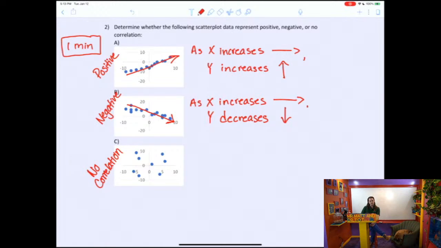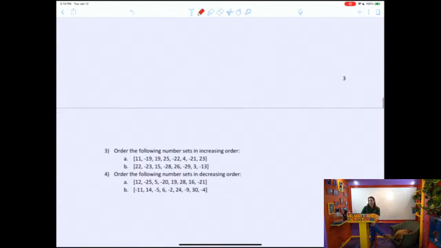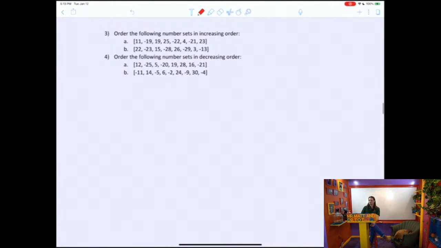If you have any questions, then please let me know. Otherwise, let's go ahead and look at questions 3 and 4, which are going to be asking about ordering sets in increasing and decreasing order.